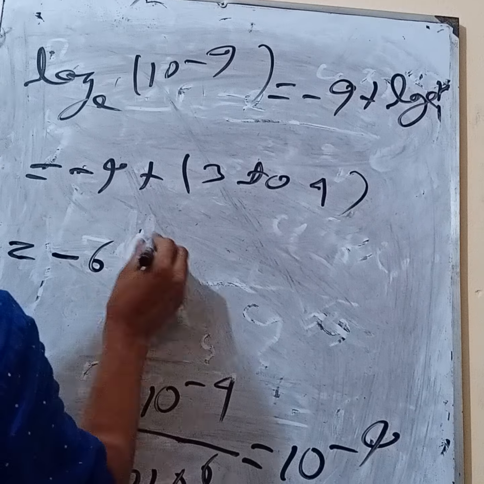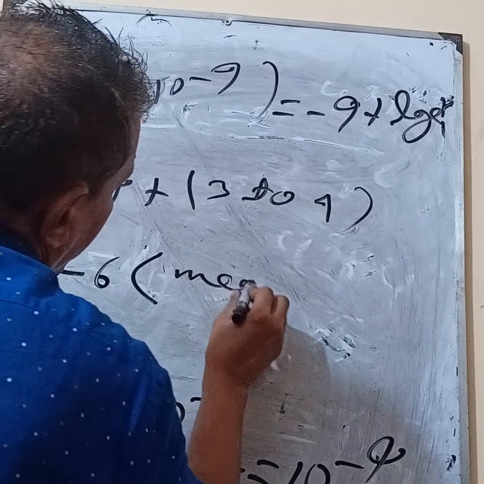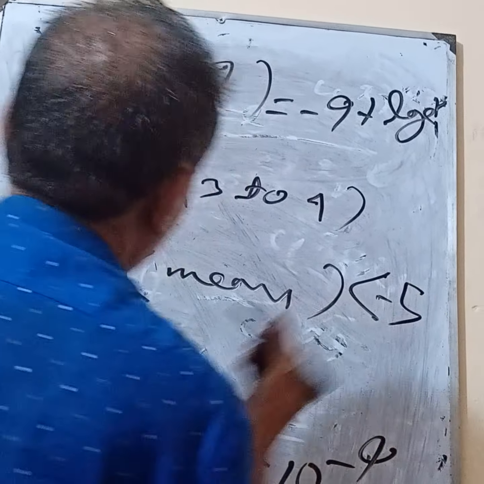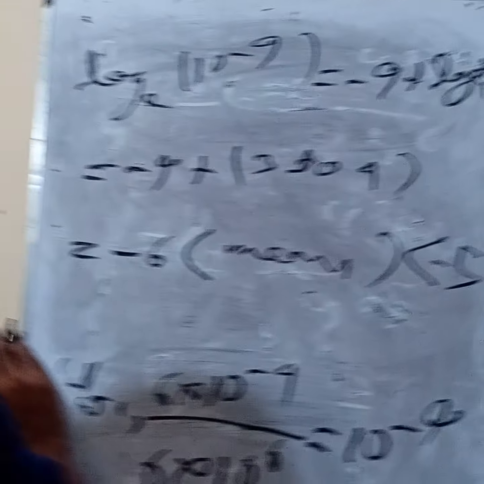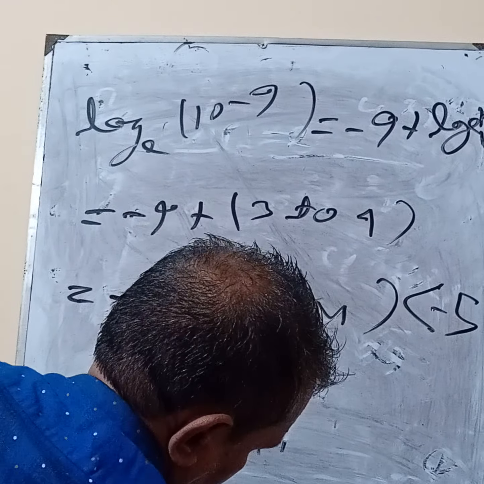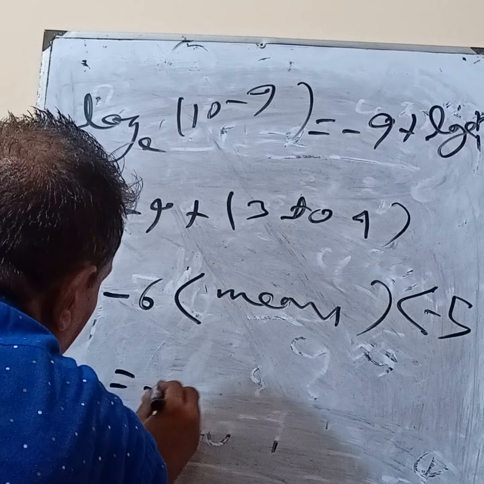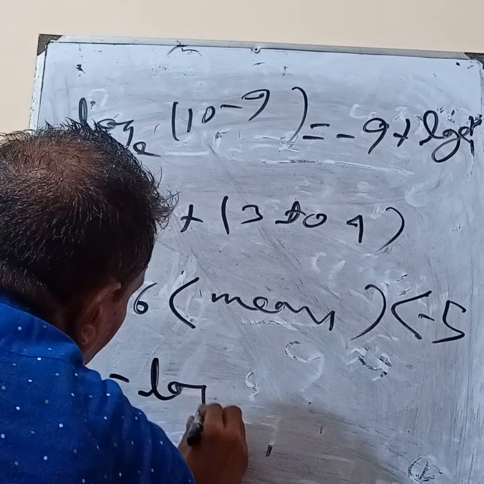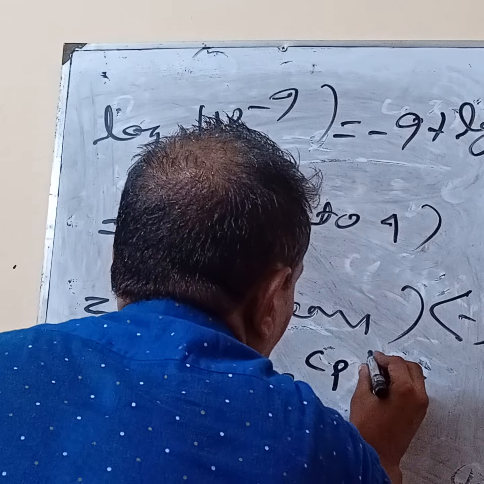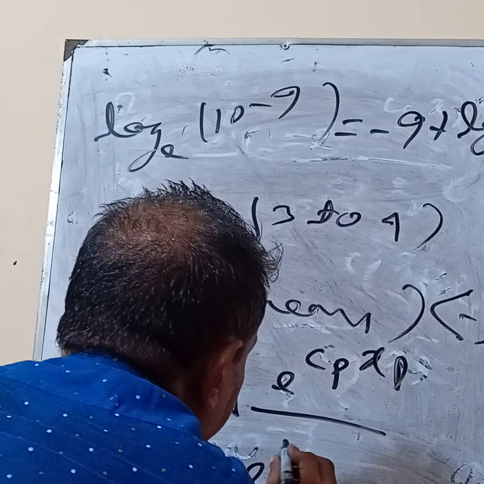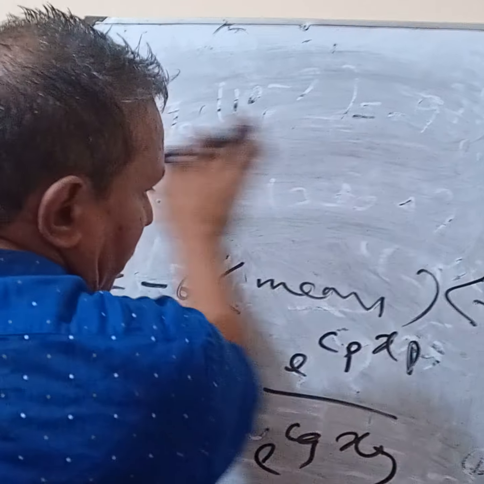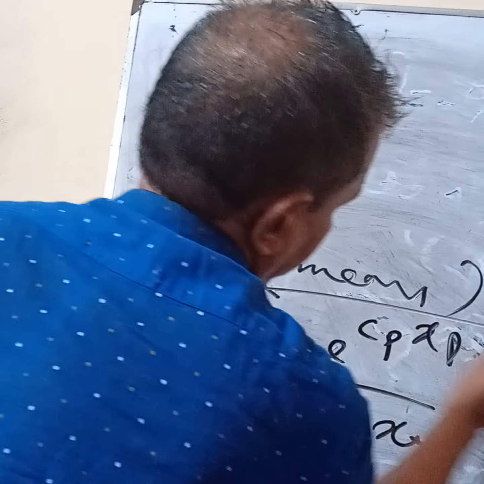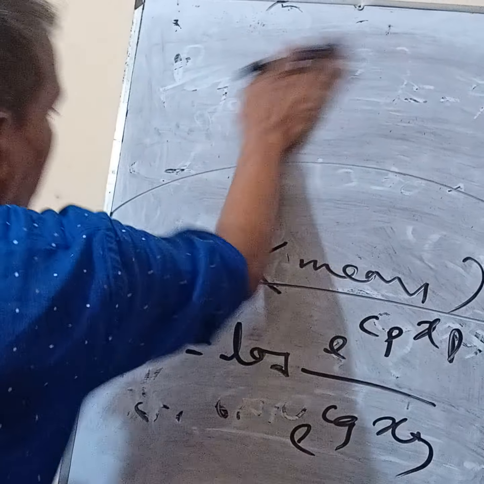Minus 6 to means maybe minus 5. And log ECP, XP, ECG, XG. So I have to calculate this value is negligible.